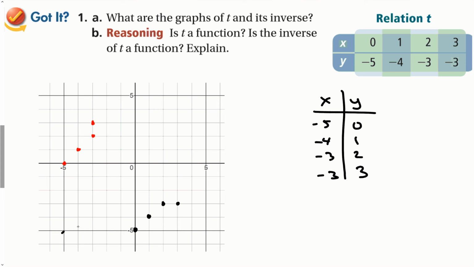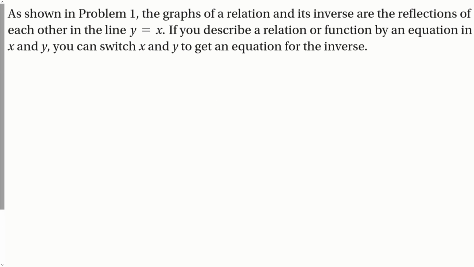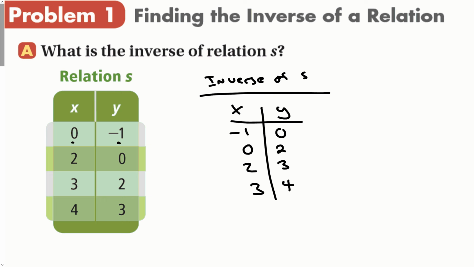But also, look at this. They are still reflections of all these points about the line y is equal to x. That's good. So when we look at problem 1, the graphs of a relation and its inverse are reflections of each other across the line y is equal to x. That's what I just said. So if you describe a relation or function in an equation, right? This is data. It's pretty easy to just switch the data around.